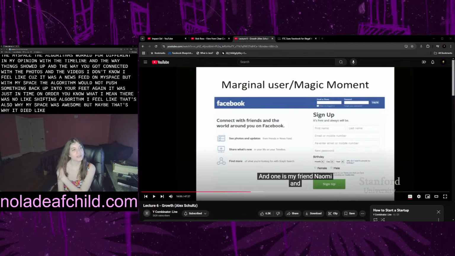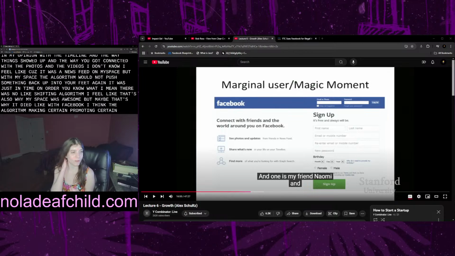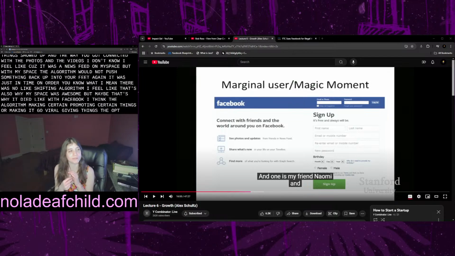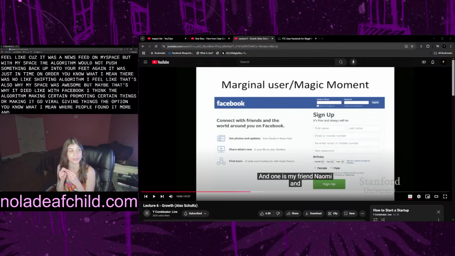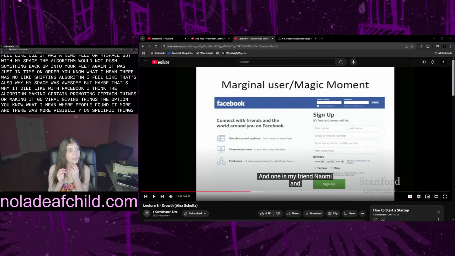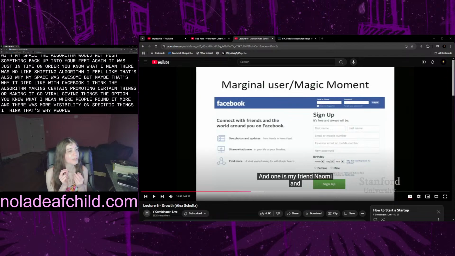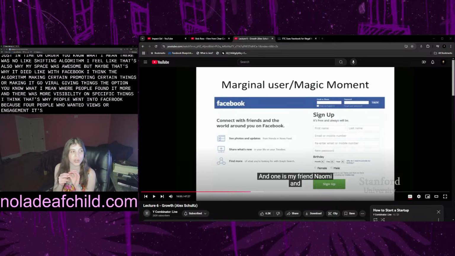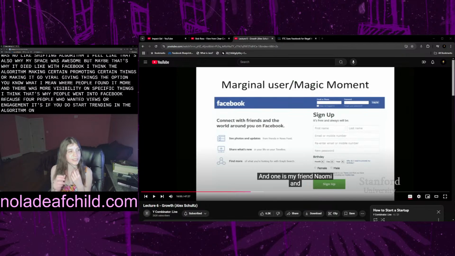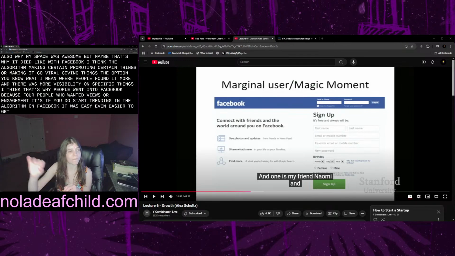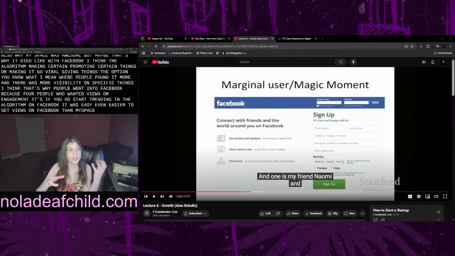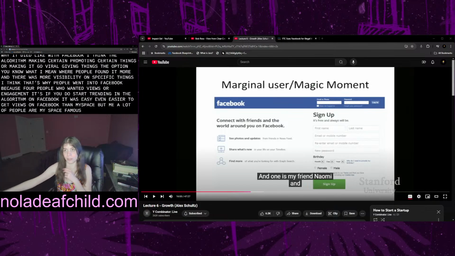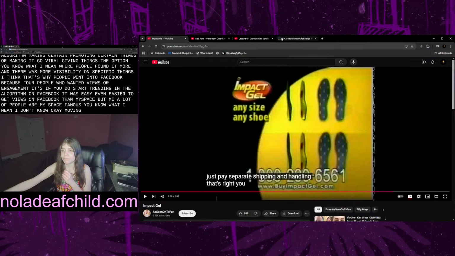With Facebook, I think the algorithm promoting certain things or making things go viral gave people more visibility on specific things. I think that's why people went to Facebook, because for people who wanted views or engagement, if you started trending in the algorithm on Facebook, it was even easier to get views than on MySpace. But a lot of people were MySpace famous. I don't know. Okay, moving on.